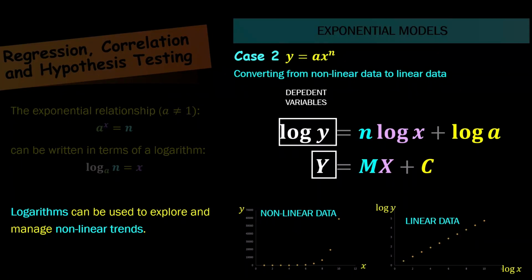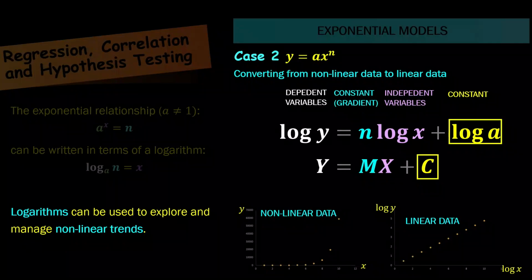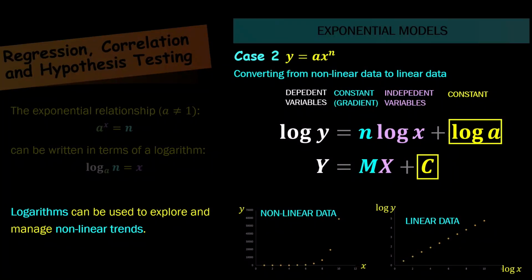So here are the dependent variables, capital Y and log y. The gradients, capital M and little n. The independent variables, capital X and log x. And the constant terms, capital C and log a.